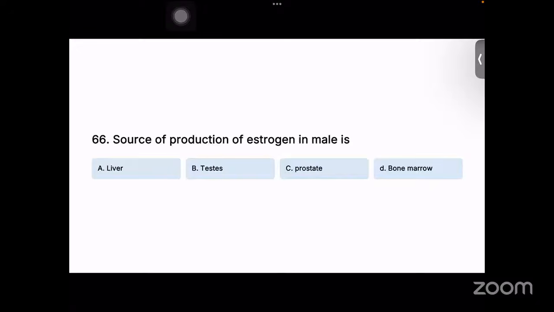Okay, so next, source of production of estrogen in male, a pretty straight question. Next, we got the source of production of estrogen in male. It's the testis, a pretty straight question.